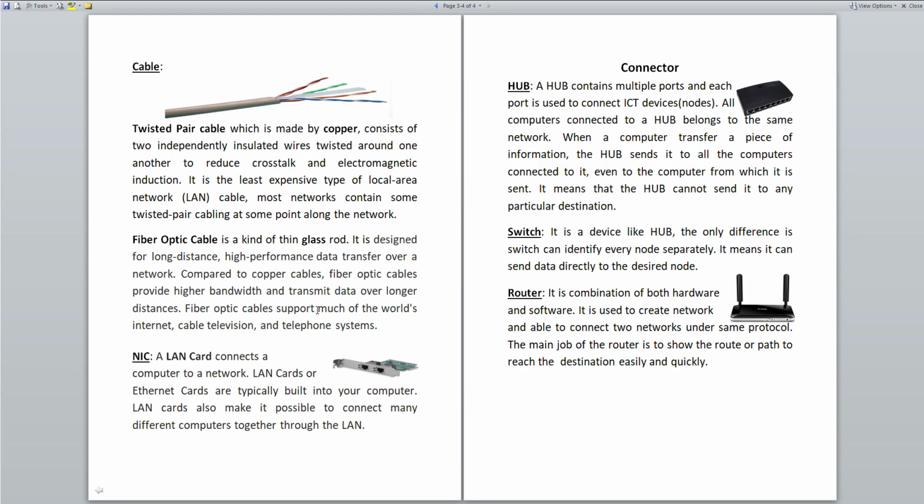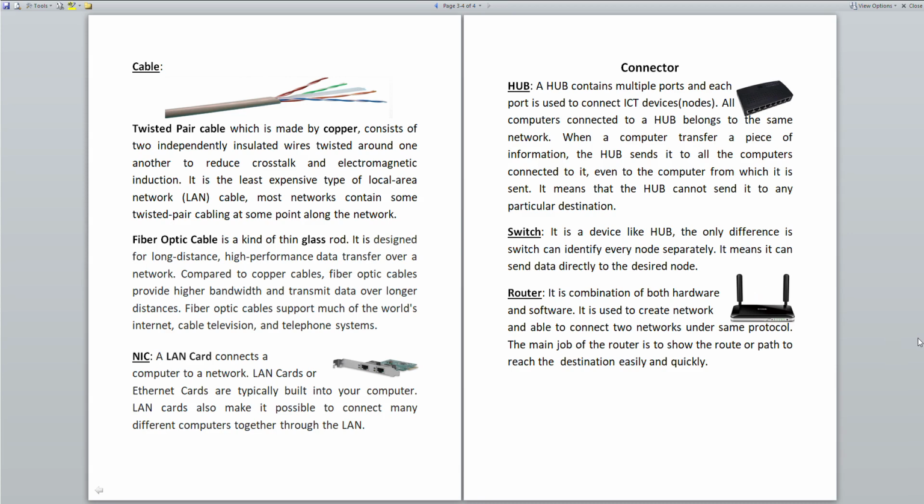To overcome the problem, the one that came is called switch. It looks the same as a hub, but there is a difference. Switch is actually a very smart hub. If your computers are connected with the help of a switch, then once you want to send data from one computer to another, the switch can directly send the data to that particular computer. It will not send to the other computers. So it's very smart compared to hub.